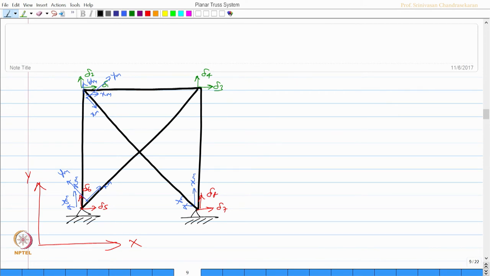Let us say the member, let us say the ends. Where is my jth end? Where is my kth end for the member? What is the length of the member in meters? What is the angle theta of the member? Therefore, what is my Cx and Cy, and what are my global labels? Okay, let us do that.